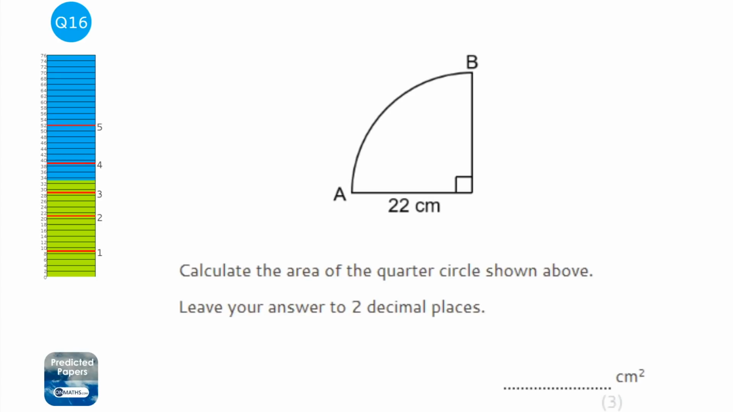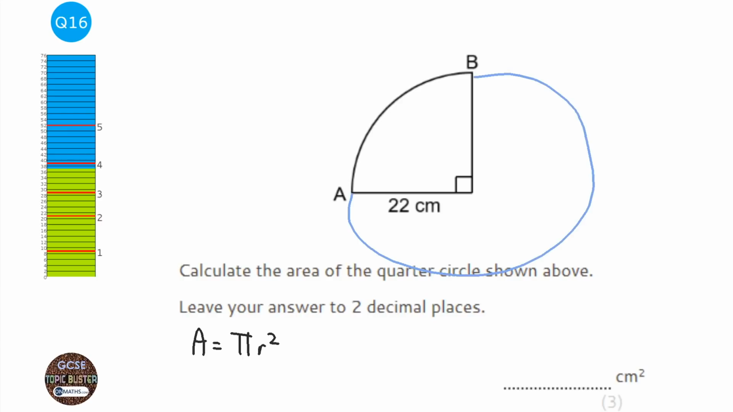So for this question, we just need to remember the area of a circle. Now, the area of a circle is going to be pi r squared. Now, that's the area for a full circle, my dodgy circle there, but we only have a quarter of it. Now, if you have a look, that length there, the 22 centimetres, is going to be the radius of a full circle, if I drew the circle properly. So we know what the radius is, and all we do is times it by the fraction of the circle we have, which is going to be a quarter. So it's going to be pi times r, which is 22 squared, times a quarter.